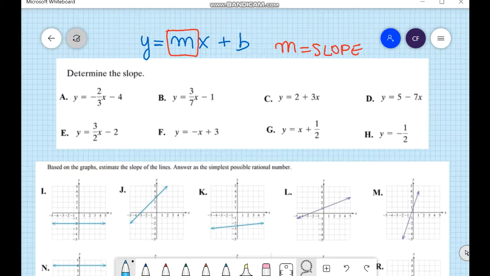And for example, here on A, the coefficient of x is negative 2 over 3. This is m on this equation, and this is actually the slope. M equals negative 2 over 3. You're going to type negative 2 over 3 in your answer box on the quiz. And you do the same thing on letter B, C, D, all the way to H.